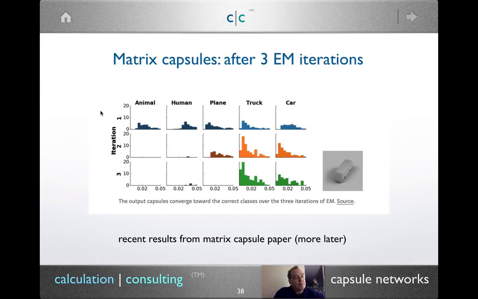This is a result from the matrix capsules paper, giving an example of looking at a human, an animal, a human, a plane, a truck, a car from the NORB data set. You can see just after 3 iterations, the capsules start to converge to the correct classes. So you don't need to run expectations more than 3, and that's their argument. So it actually does very, very good. I think it's the best result on the NORB data set, if I'm correct about that.